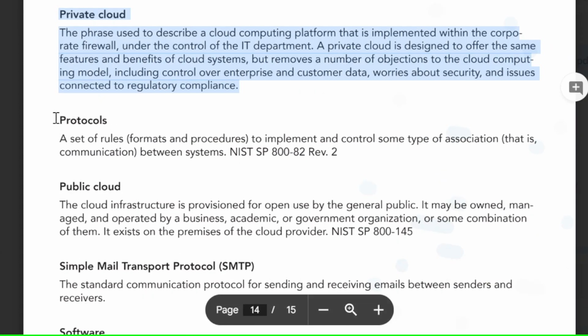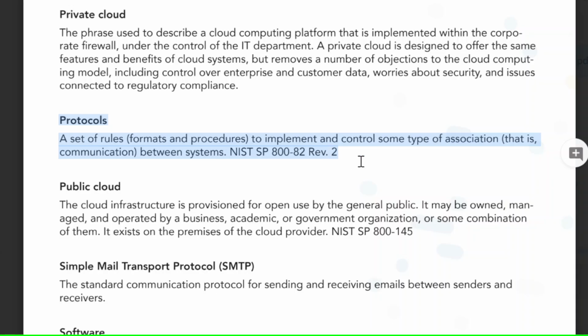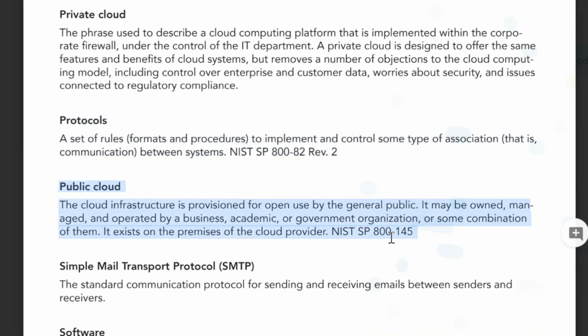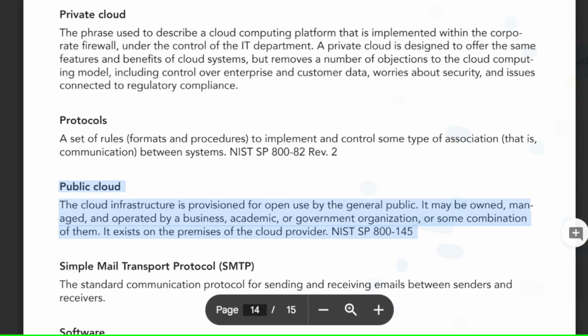Then next we have a protocol, a set of rules, formats and procedures to implement and control some type of association, that is, communication between systems. Next we have a public cloud. A cloud infrastructure is provisioned for open use by the general public. It may be owned, managed and operated by a business, academic or government organization, or some combination of them. It exists on the premises of the cloud provider.